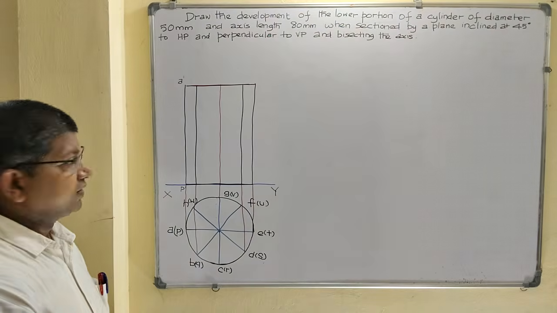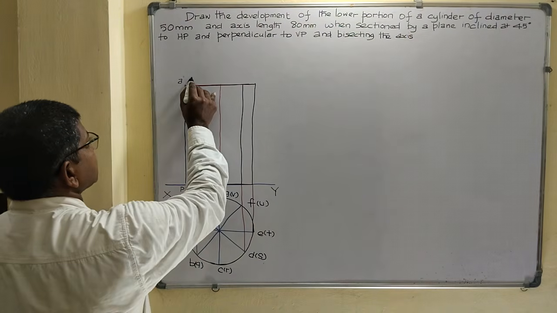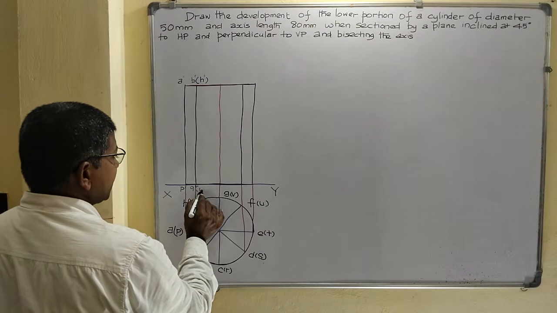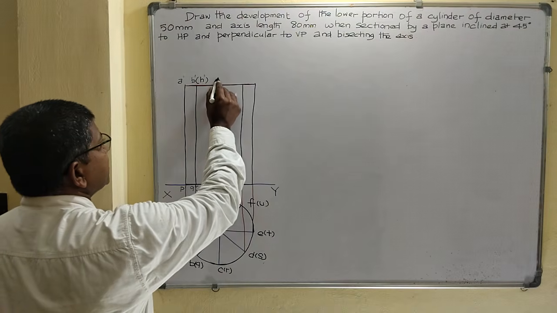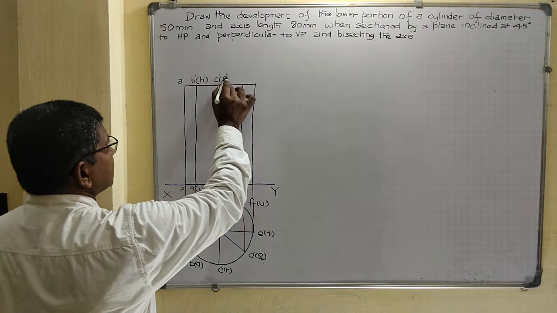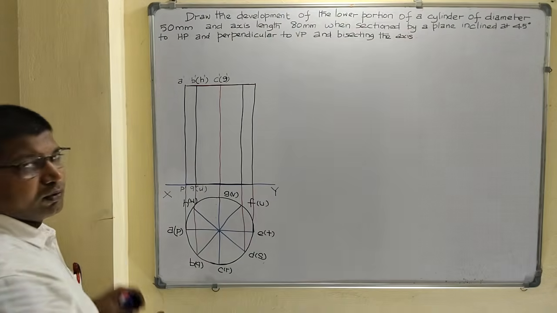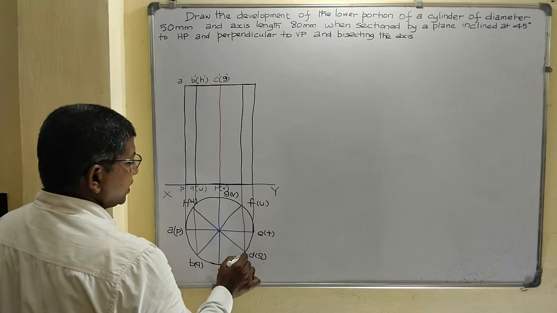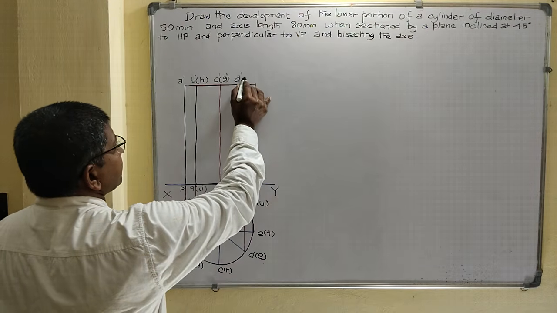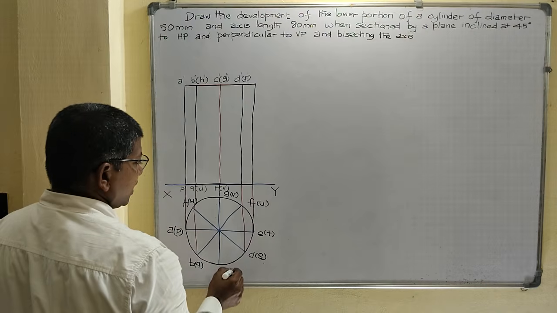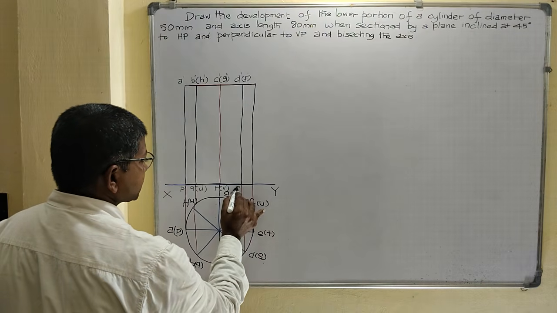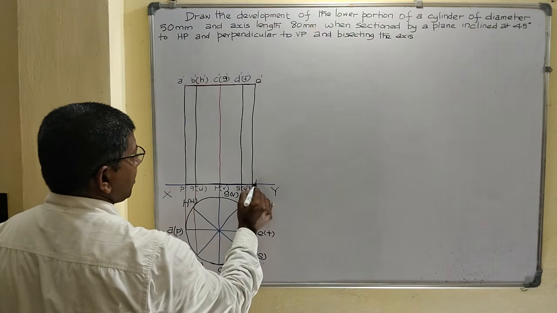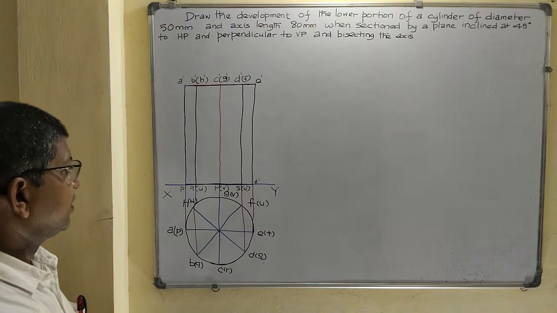Always represent the small letter with a dash in the front view. So B dash, H dash; bottom Q dash, W dash; C dash, G dash; R dash, V dash; D dash, F dash; and E dash, S dash, U dash; E dash, T dash. Okay, now the top and front view are over.